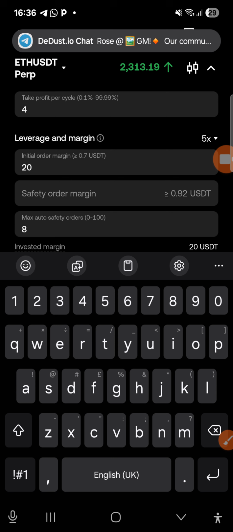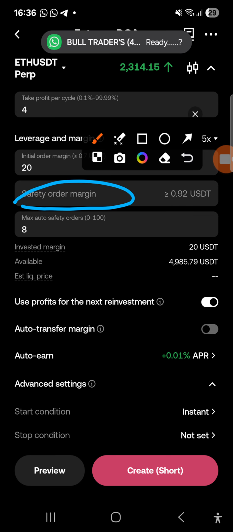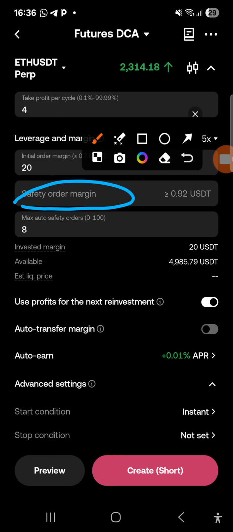Here the second one we have is safety order margin. Safety order margin means the money that is there for reserve, but it's not much useful as such. It is the money in reserve so that when the market keeps moving against you, you can use that money to recover your positions. But I don't want to explain more about it.